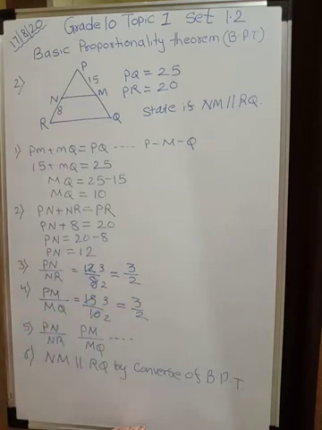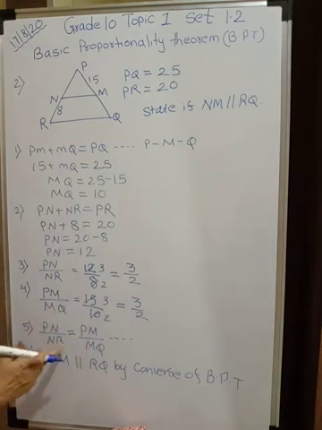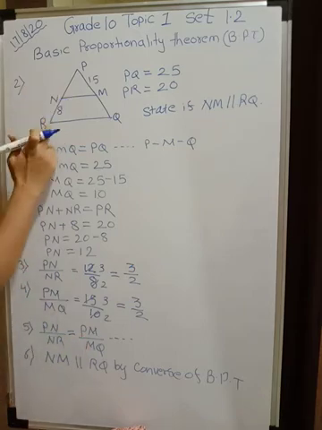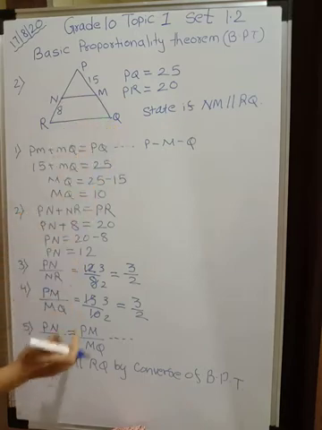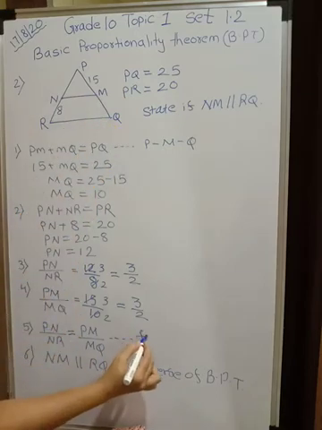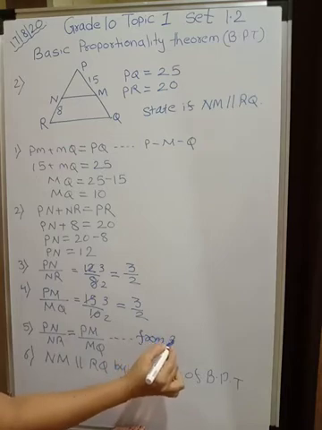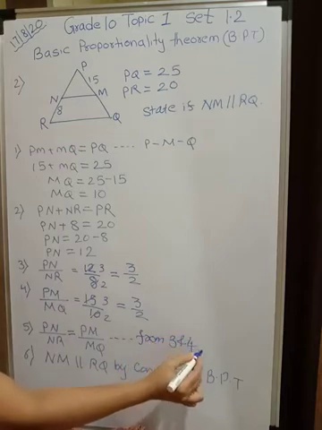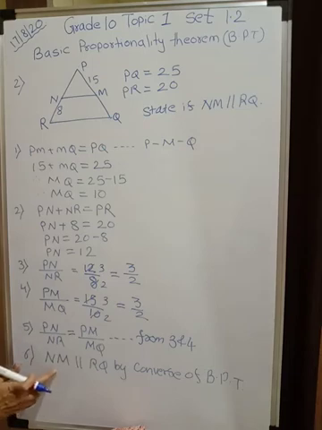Aren't these two ratios the same? So what we got? PN upon NR is equal to PM upon MQ. This we got from steps 3 and 4, so we can write here, from the 3rd and 4th step. And therefore, NM is parallel to RQ by the converse of the basic proportionality theorem. I think it's clear. Okay, let's go for the next problem.